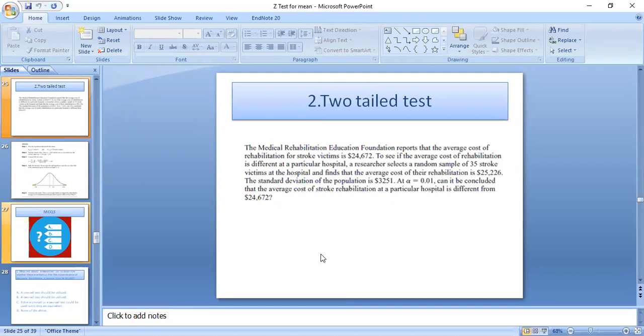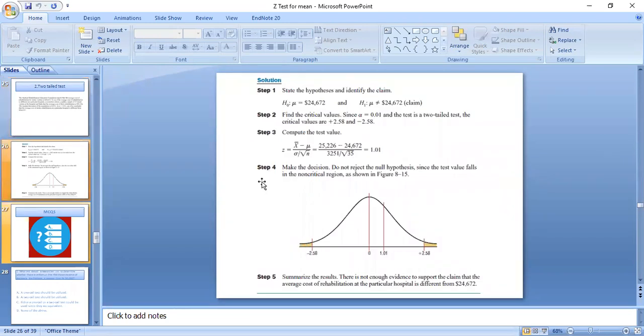selects a random sample of 35 stroke victims at the hospital and finds that the average cost of their rehabilitation is $25,000 and some dollars. The standard deviation of the population is $3251, and at the level of significance of 1%, can it be concluded that the average cost of stroke rehabilitation at this hospital is different from $24,000 and some dollars? Now, the solution for this example: first of all, we state the hypotheses and identify the claim. In our null hypothesis, the population mean is equal to $24,000 and some dollars, while in the alternative hypothesis the population mean is not equal to $24,000 and some dollars, which is the claim.